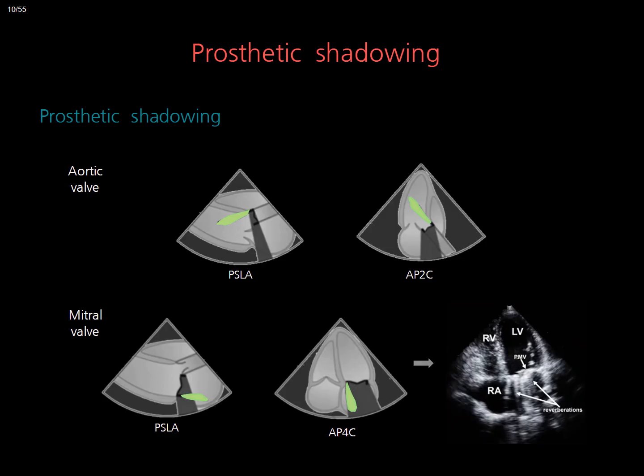For mitral prostheses, jet direction and visibility vary between parasternal and apical four-chamber views, with reverberation and shadowing often limiting assessment. This highlights the need to image prosthetic valves from multiple windows and not rely on a single view when assessing regurgitation.